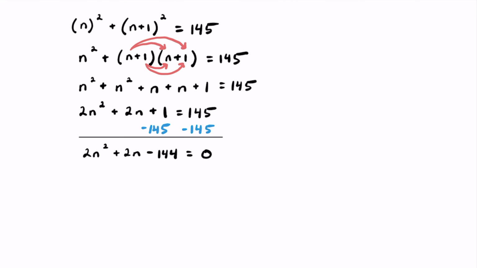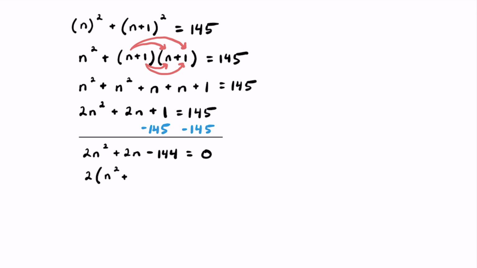At this point, we have a quadratic equation in standard form, and so you can try to solve by square roots, or we could solve by factoring or completing the square or the quadratic formula. But if you notice that all three of these terms have a GCF of 2, it might be in your best interest to go ahead and factor that out so it becomes a little bit easier to solve.